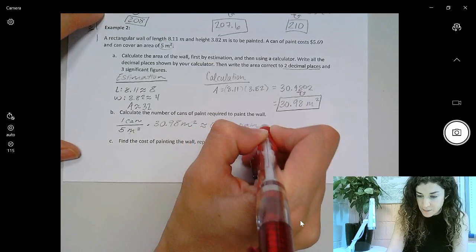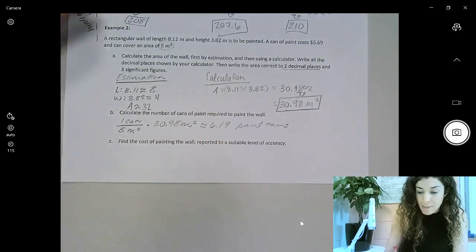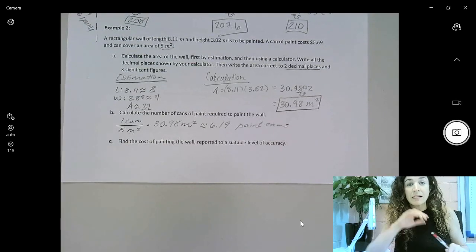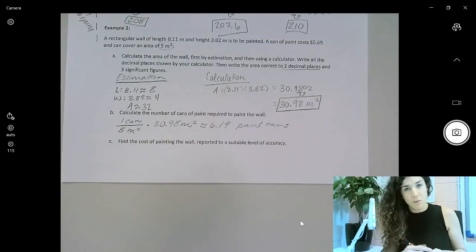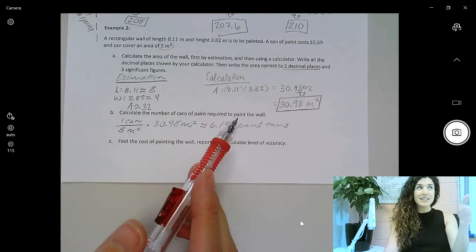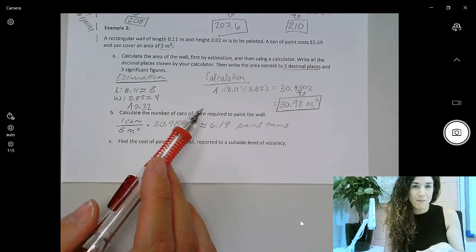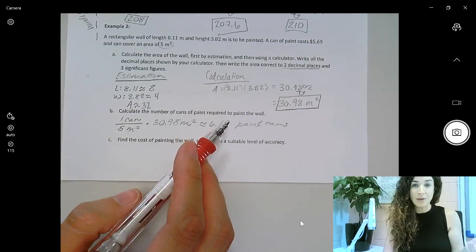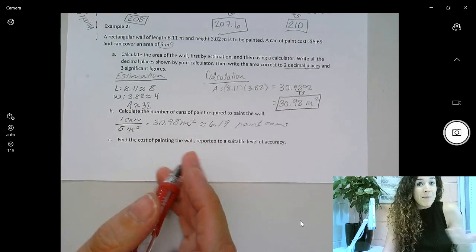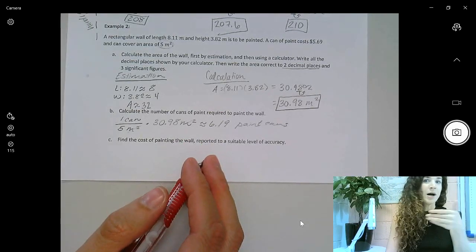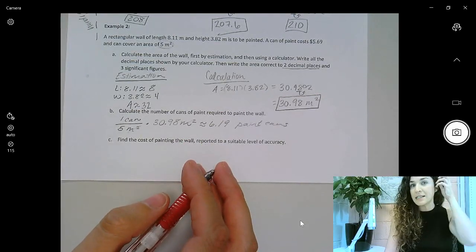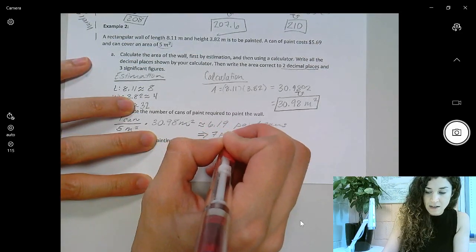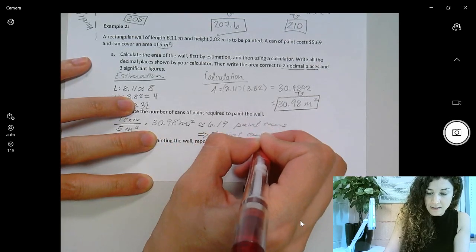6.19 paint cans. And while we are learning about how to round, this would technically round down if we're talking about rounding it to the nearest whole number, because we can't buy a fraction of a paint can. However, in this case, if we round down, we wouldn't have enough paint in order to finish covering the wall. There'd be 0.19 area left that we wouldn't be able to cover. So we actually have to, in some application circumstances, round up, right? In order to cover everything that we need to cover, we need to round up. So we need to get 7 paint cans.